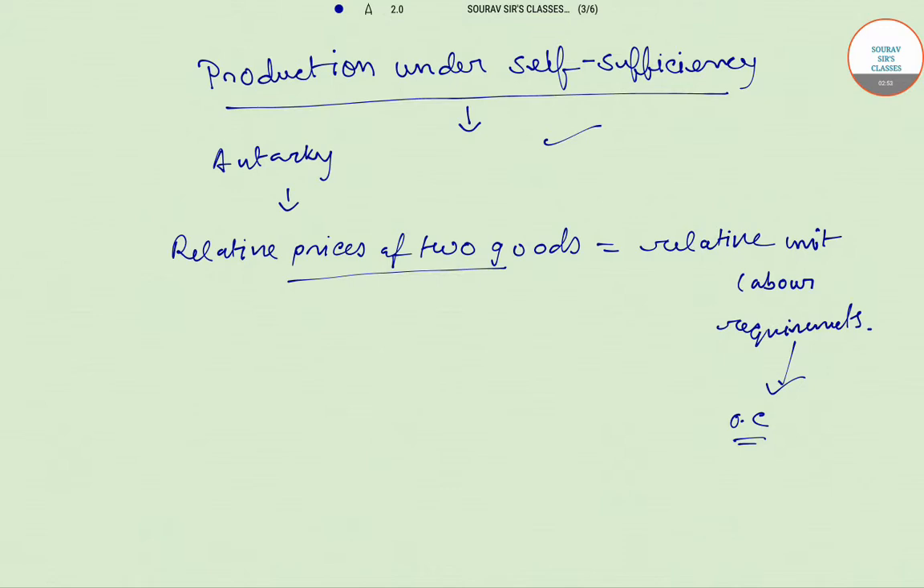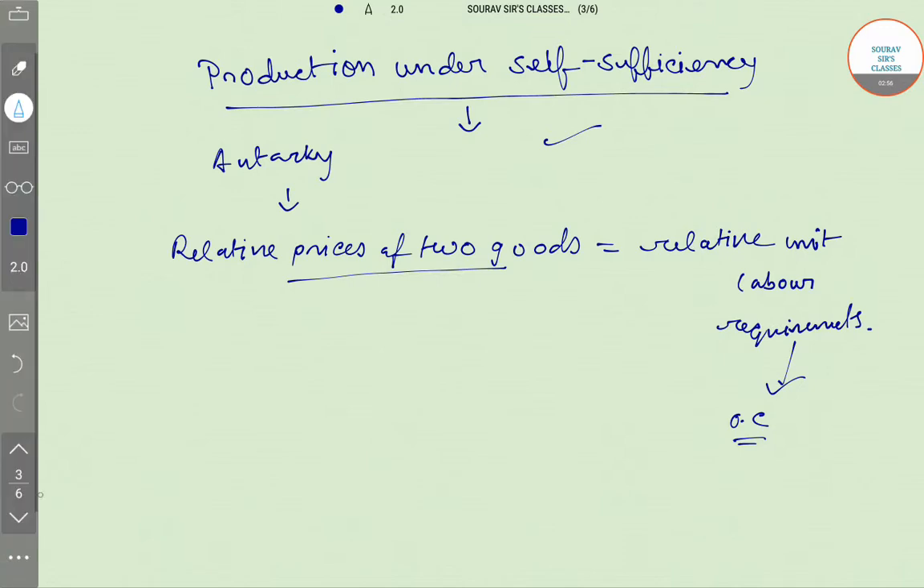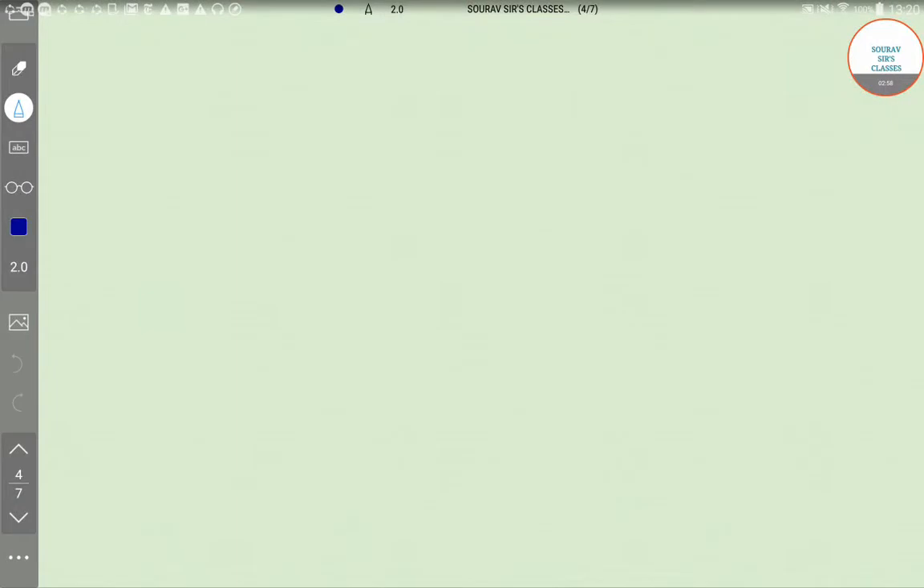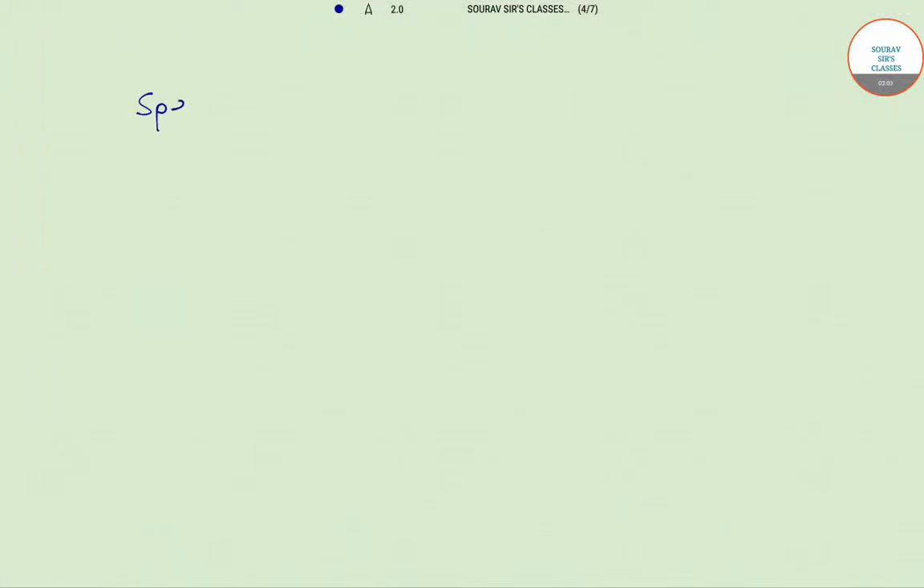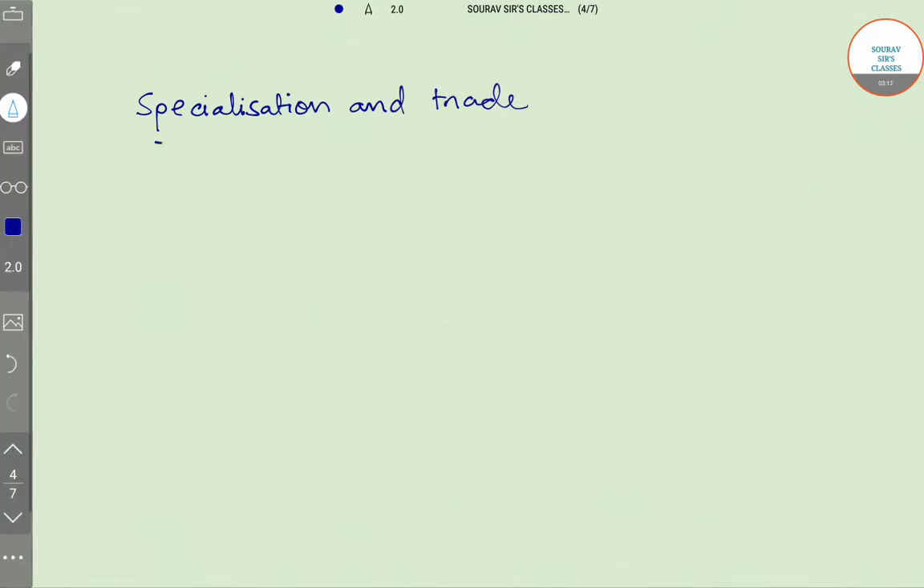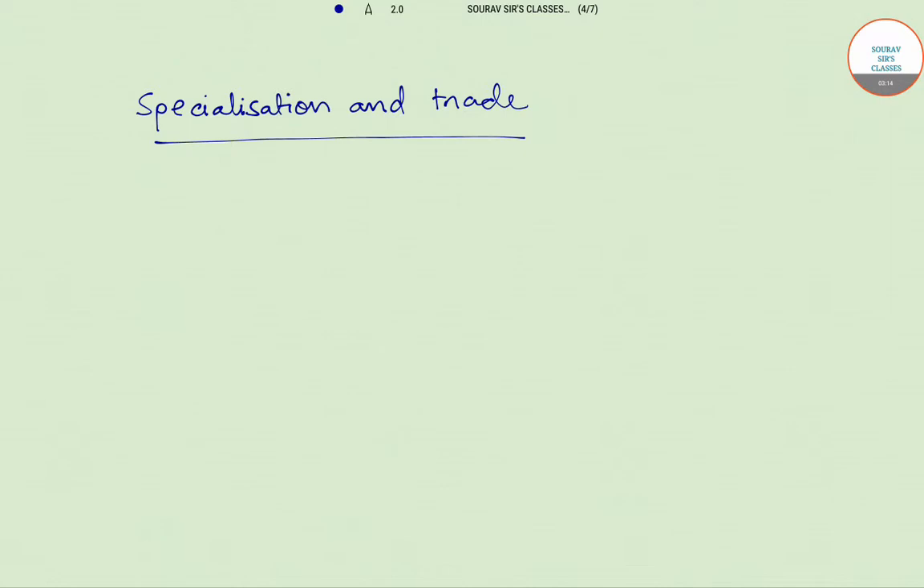Now we'll come to the understanding of specialization and trade. What is the essential insight about international trade in Ricardo's theory? Following Ricardo, we assume that there are two countries, say America and Britain.